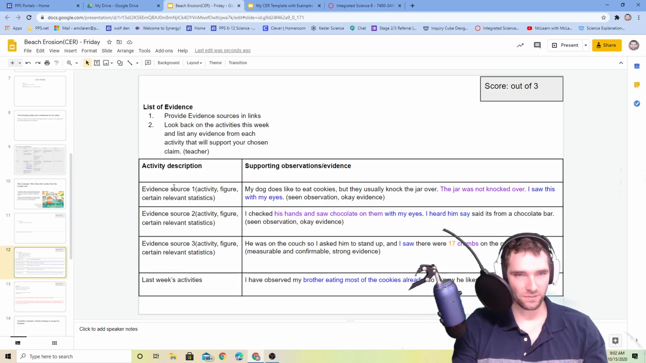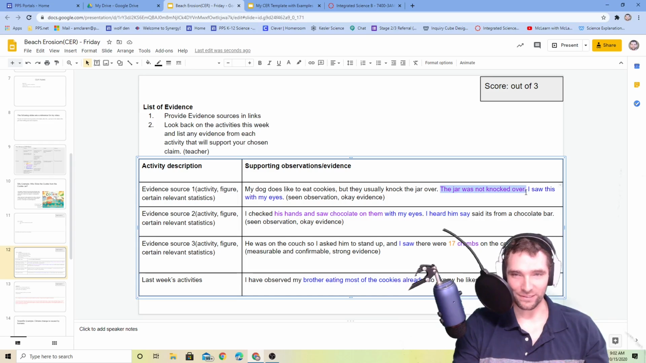This first evidence source was, let's say I know that my dog likes to eat cookies, but when he does eat cookies, I also know that he makes a mess, right? And that's some reasoning. I'm not going to go into that reasoning about what's going on about the mess, but I'm going to just say that I did not see the jar knocked over. That's my observation. So that is something that someone else could go in there and measure. They can confirm that the jar was not knocked over.